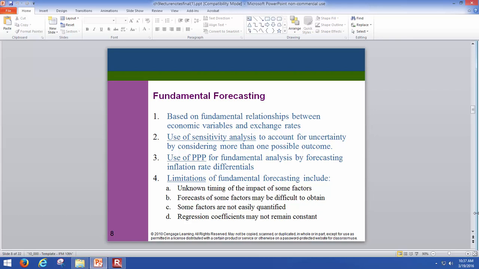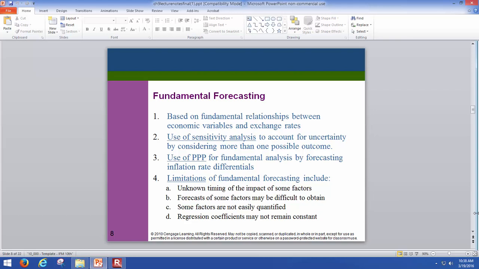And what is the fundamental analysis? Use of sensitivity analysis to account for uncertainty by considering more than one possible outcome. So the nice thing about fundamental forecasting is that once we create a model, for example, a regression saying that the exchange rate depends upon inflation, it depends upon GDP, it depends upon interest rates and so on, we can give different values for these variables and we can see what happens to the exchange rate.